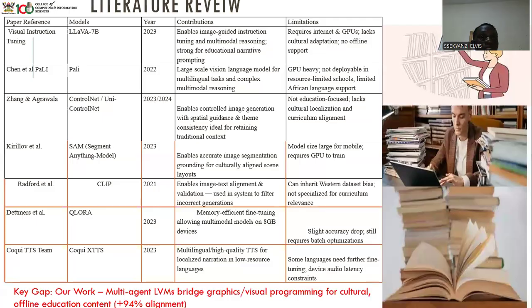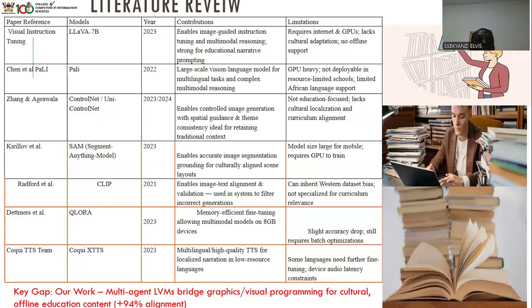So this is my literature review, and the papers I have. Visual instruction tuning, where we have LLaVA, the Large Language and Vision Assistant, and this basically enables image-guided instruction tuning for multimodal reasoning. It has its limitations. It requires a high internet connection and a large GPU. We have PaLI. It is a large-scale vision-language model for multilingual tasks.